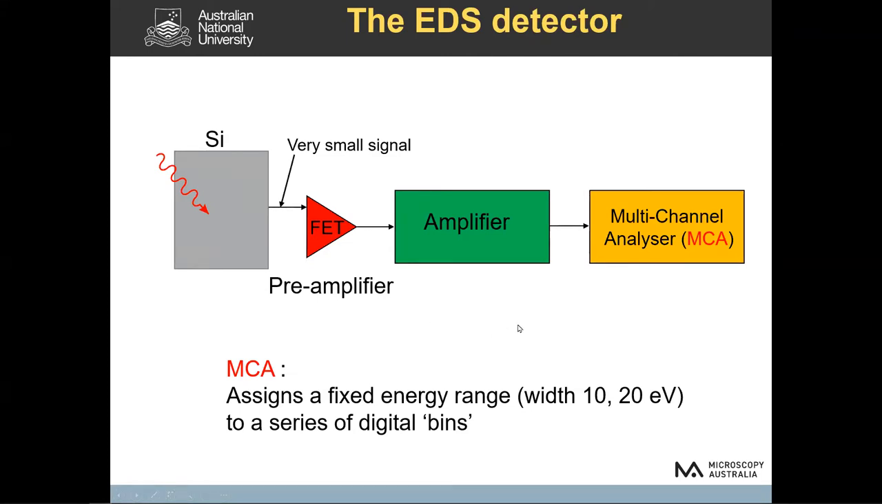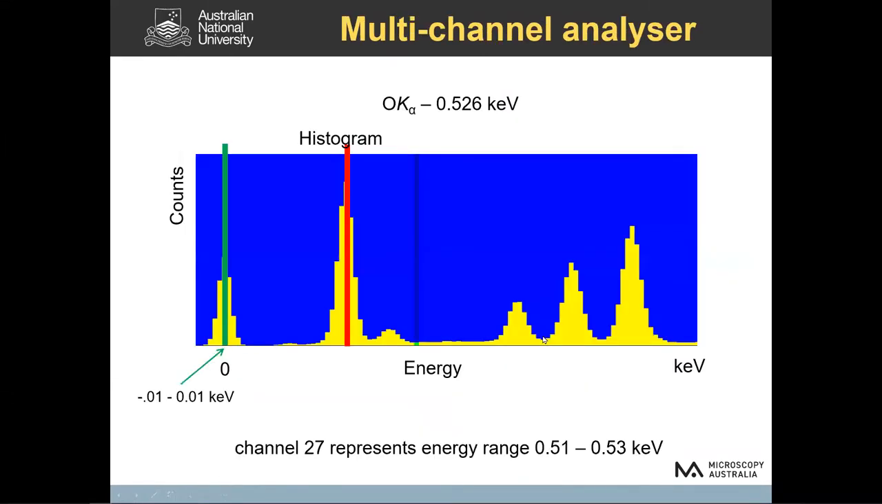Typically that would be 10 or 20 eV to each of a series of digital channels or bins. So you can see it's like a histogram. The first channel would be covering minus 0.01 to 0.01 keV. The second channel would be 0.01 to 0.03 and so on.